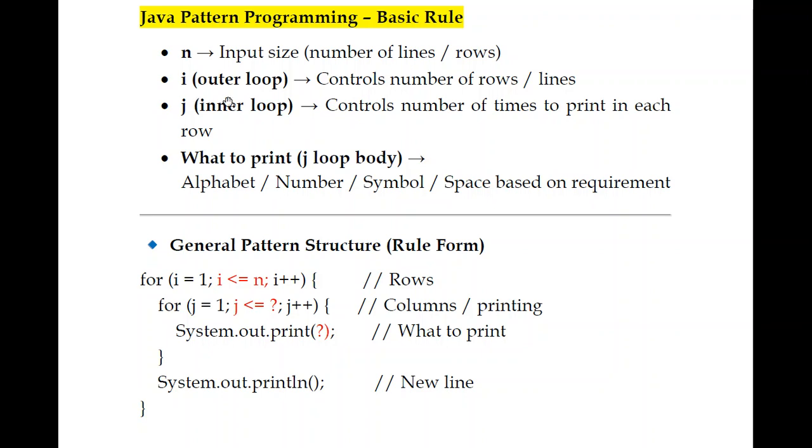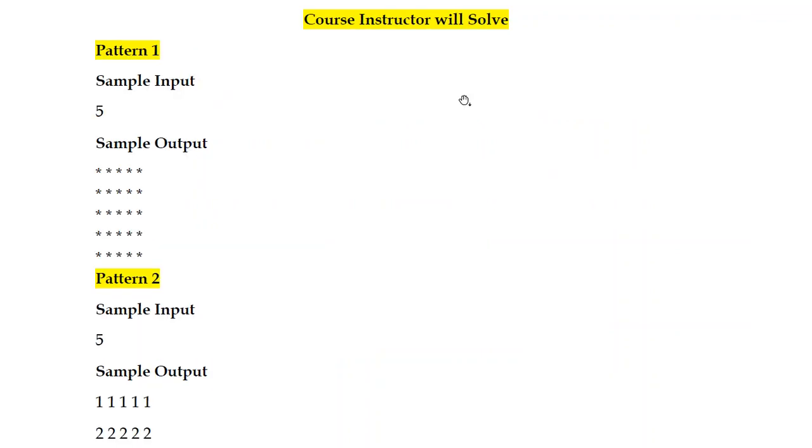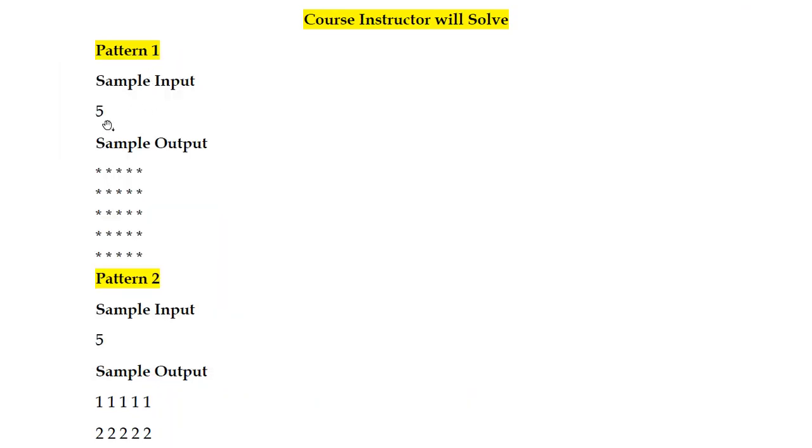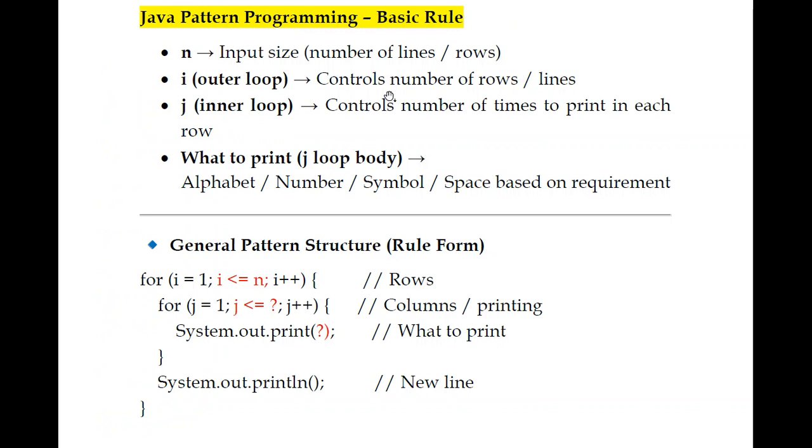Next, i, the outer for loop, controls the number of rows or lines. It always depends upon your n value. If as a user I give sample input 5, you are printing 5 rows, am I right? 1 2 3 4 5. So these 5 rows are decided by the variable i, which controls the number of rows or lines.